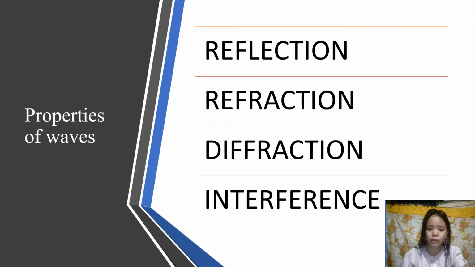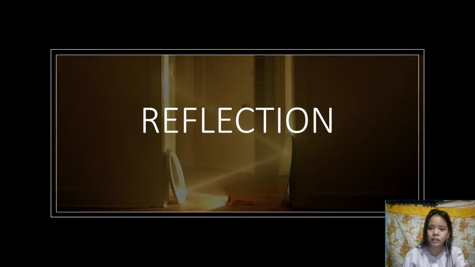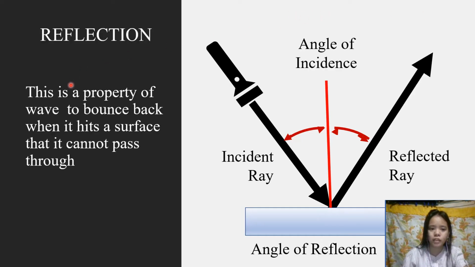So when it comes to waves, there are properties that we need to be aware of, and these are just four properties: reflection, refraction, diffraction, and interference. So first is reflection. Reflection is a property of a wave that bounces back when it hits a surface that it cannot pass through.